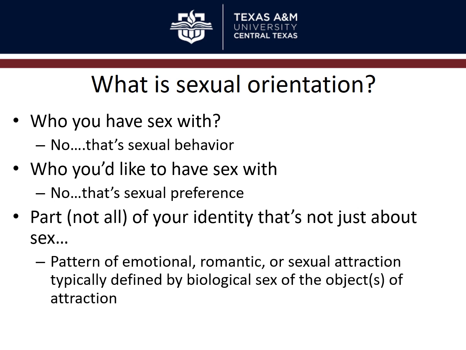It's this pattern of emotional, romantic, and or sexual attraction, typically defined by biological sex of the objects of attraction. So it's who you're emotionally, romantically, and sexually drawn to. You know, who you want to be in a relationship with, of this special type, this particular type of intimacy. If you have a pattern that it's always one group of people of a particular biological sex, okay, then that is your sexual orientation. Or if it's, you know, either biological sex, that's your sexual orientation.